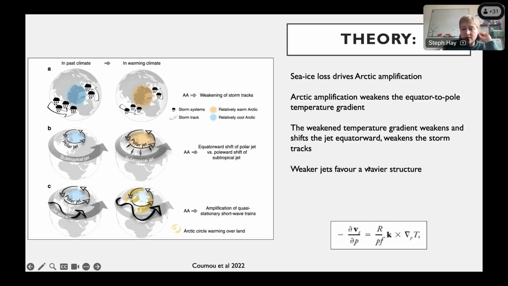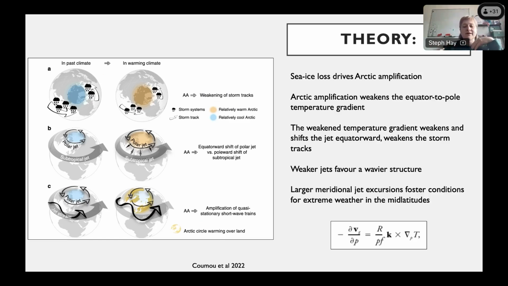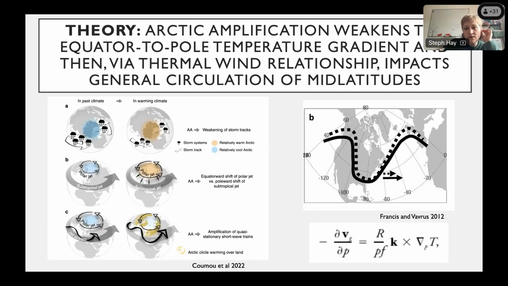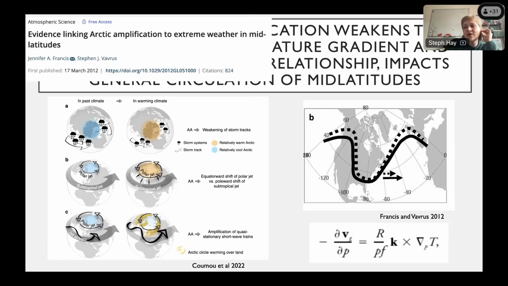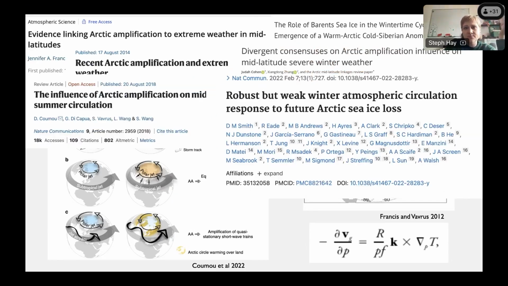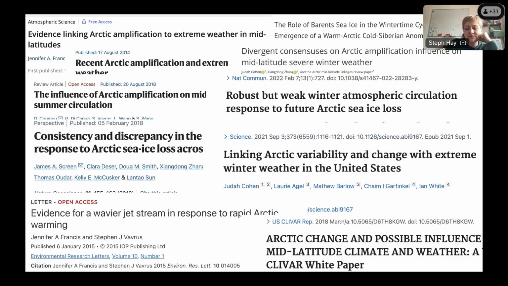What's a somewhat more hypothetical part of this link would be that you'd have a weaker jet, which might be wavier, and a wavier jet would have large meridional excursions, and that can foster the kind of conditions needed to have extreme persistent weather in the mid-latitudes. But this has turned out to be quite the topic of interest of the last 15 years. There's just been tons and tons of papers that have come out looking at this sort of thing.